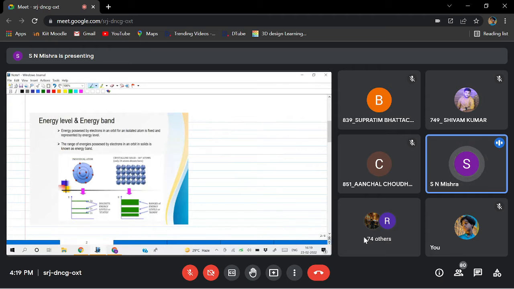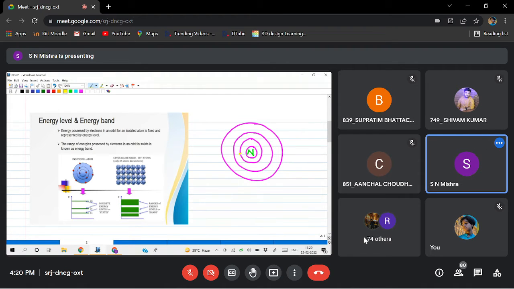Now, once you understand that basic thing, then we can go for energy level and energy band. So first we have to understand what is energy level. Now, if I take an atom, this is the nucleus and this is the orbit, and some electrons are present here. Let us take, these are the electrons present here. Now, around this atom, I'm not finding any other atom, so I can say this is an isolated atom.